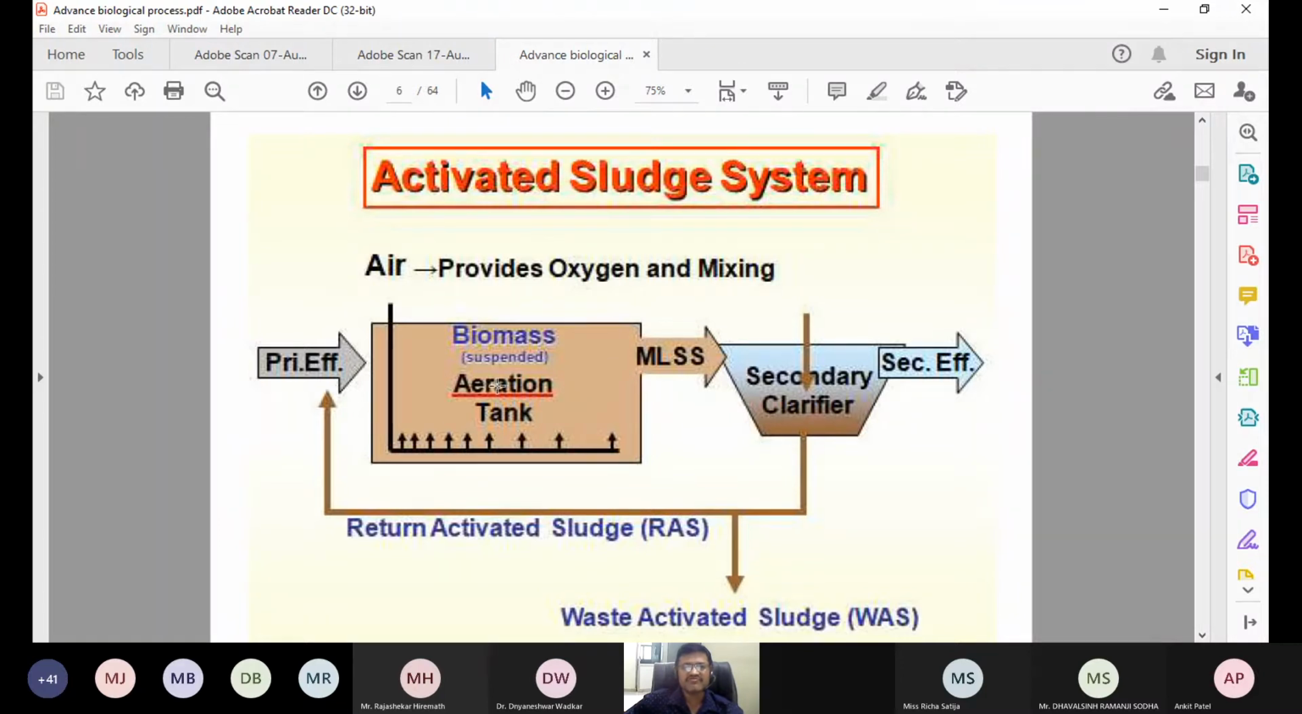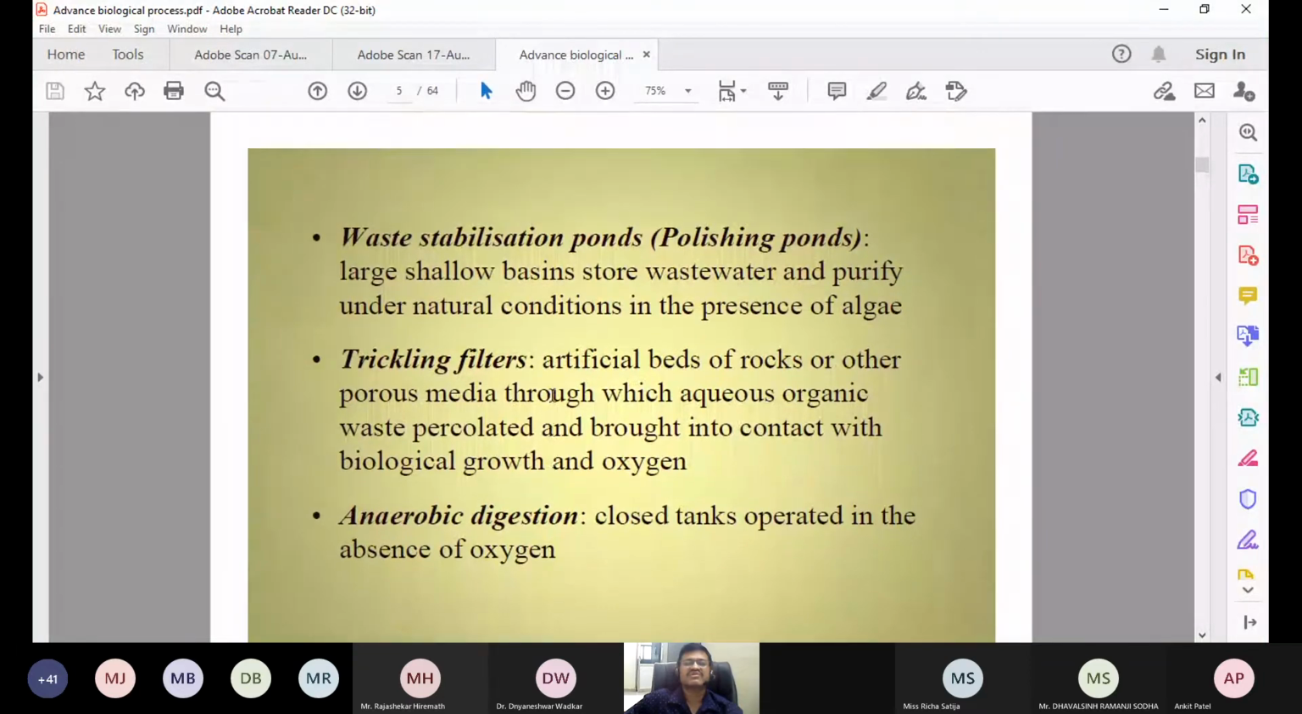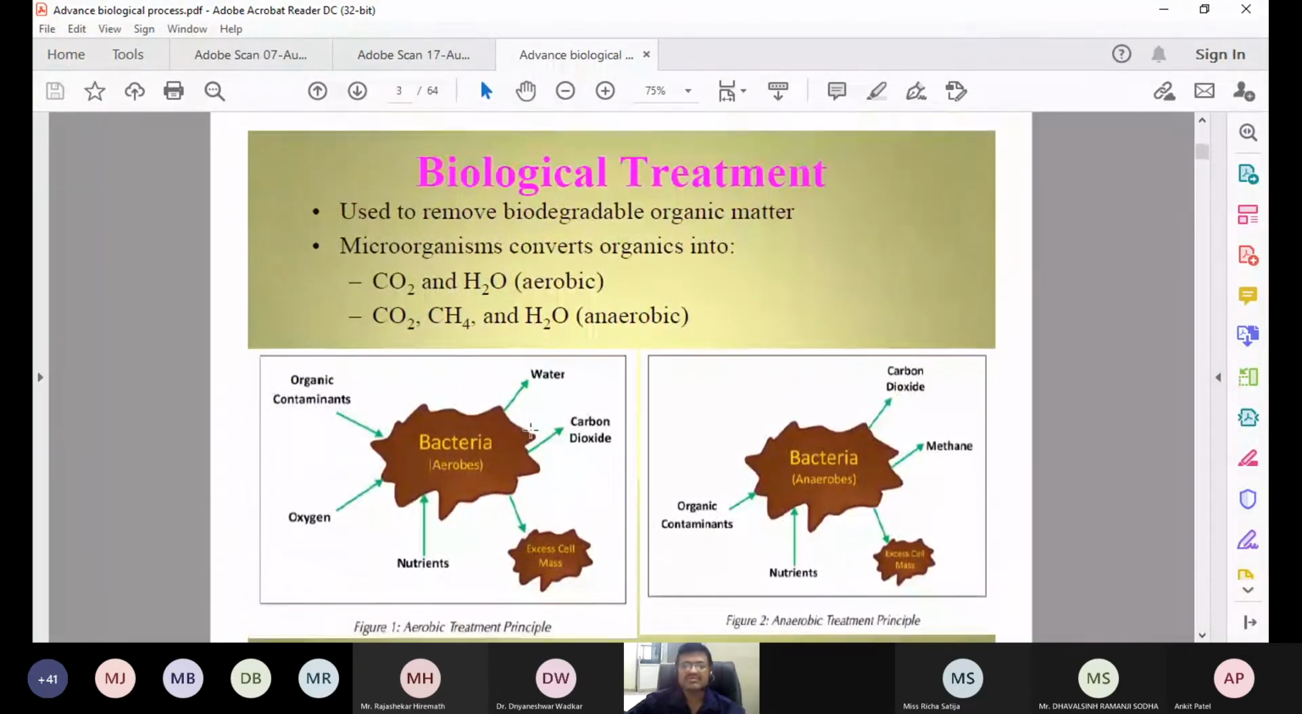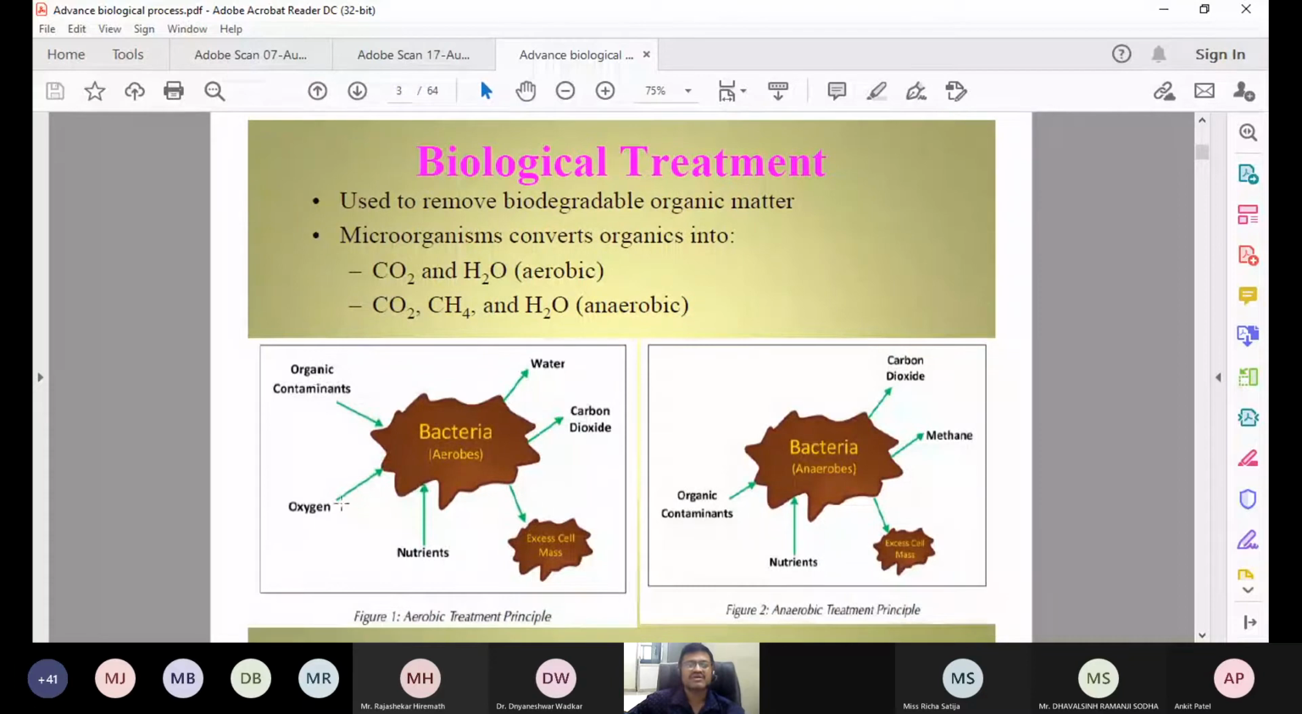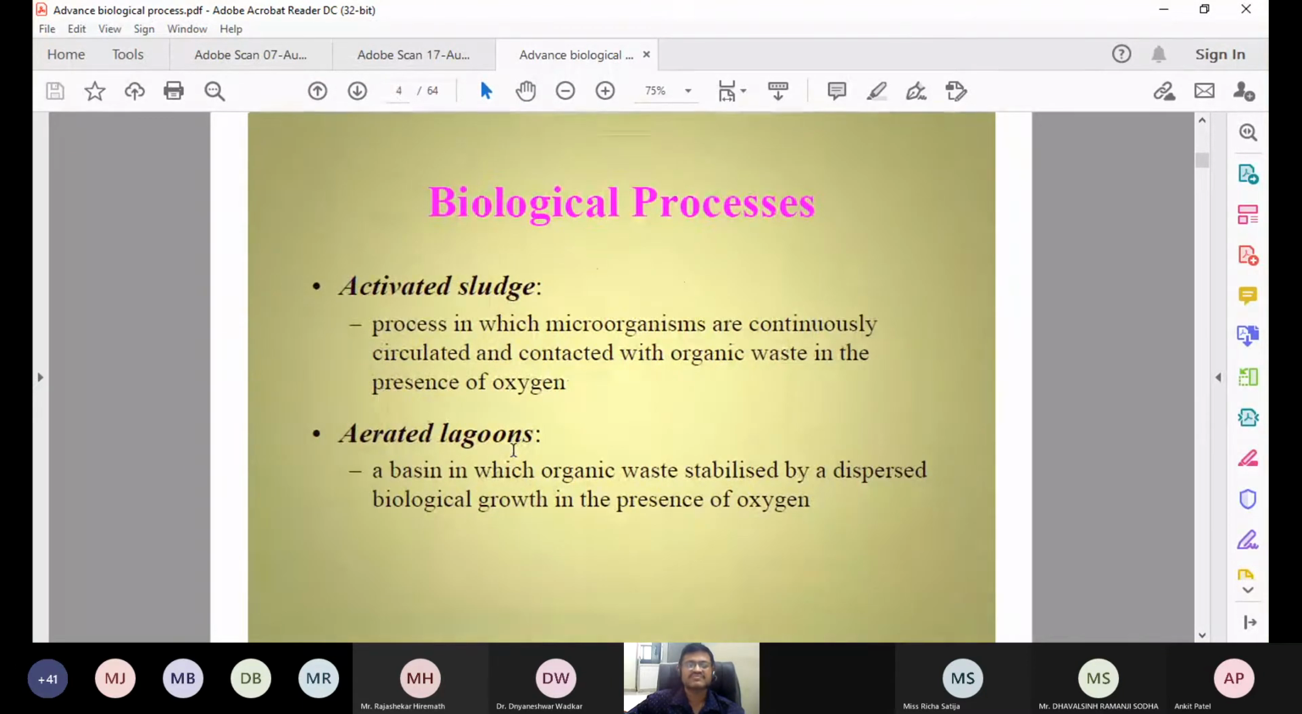The only problem in the river was what? In the river there is a limited quantity of oxygen to be utilized. But in the aeration tank we are giving oxygen to the bacteria so that they will treat it. So the same reaction will be happening here: organic matter plus oxygen gives water and carbon dioxide.